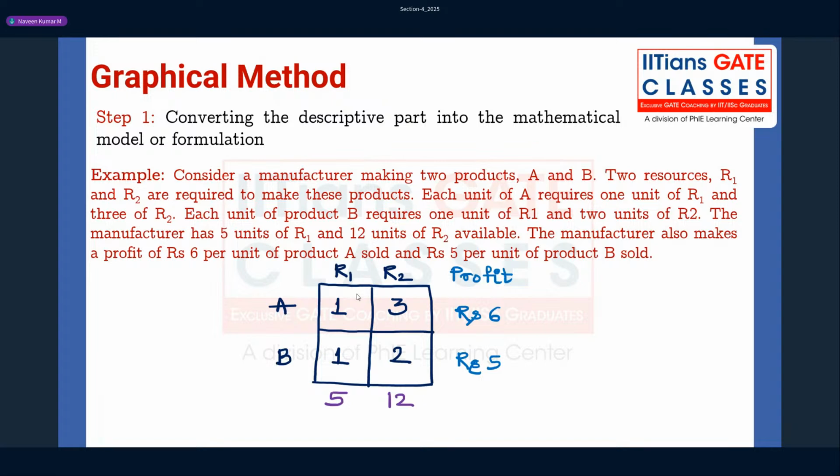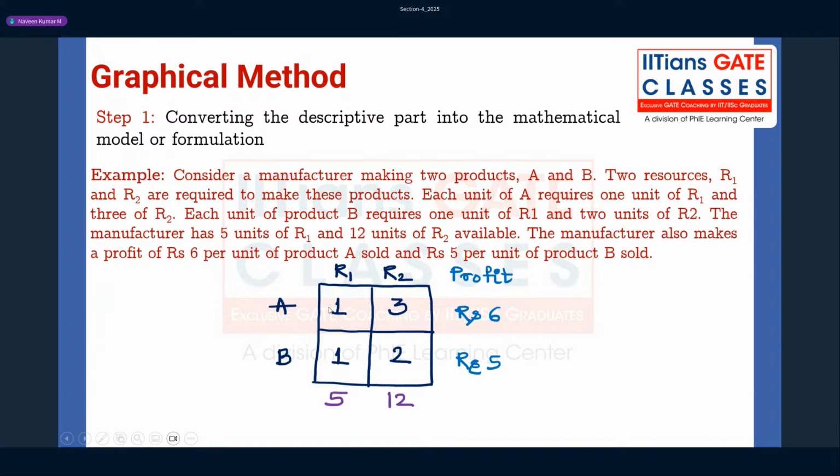Okay. So for given resources, I can only manufacture A's. Maybe I'll take 4 A's. If I manufacture 4 A's, what will happen? If you manufacture 4 A's, 4 into 1 of R1 is required, and 4 into 3 of R2 is required.